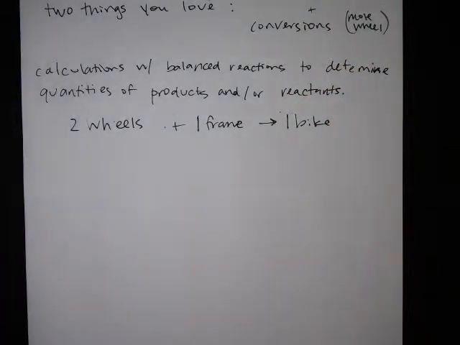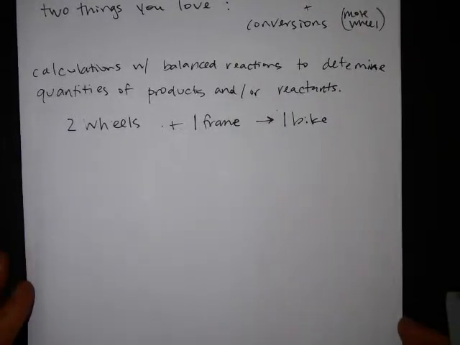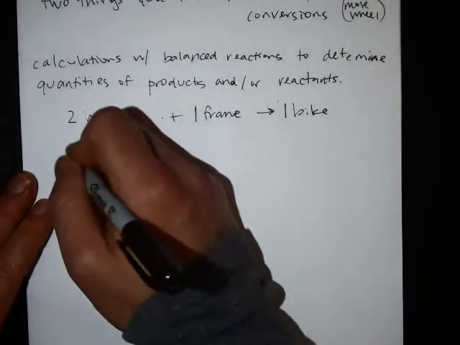The kind of questions that you'd be asked about this are things like, hey, I've got 40 wheels, how many bikes can I make? Or, I've got 30 frames, how many bikes can I make? Or, I want to make 20 bikes, how many wheels am I going to need? Those are the kind of questions you're going to ask and answer today, except instead of wheels and bikes and frames, it's going to be chemical reactants and products. So a good example would be this reaction right here.